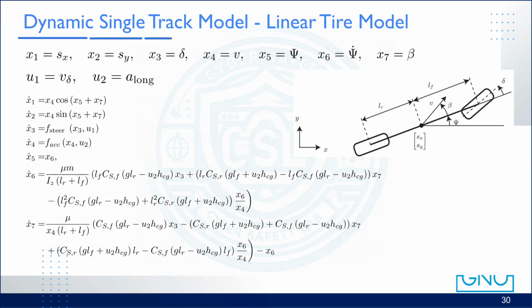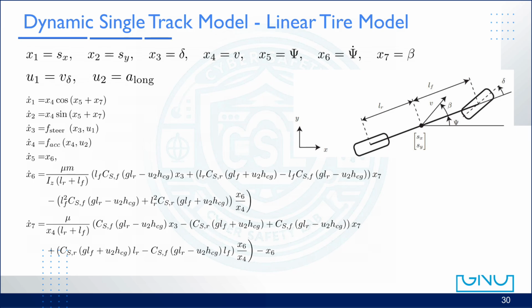So this model includes non-linear tire forces. That means the lateral forces at the front and rear tires, denoted as F sub SF and F sub SR, are now calculated using non-linear tire models such as the Pacejka magic formula. This allows the simulated vehicle to behave much more realistically. Let's review what each variable means.